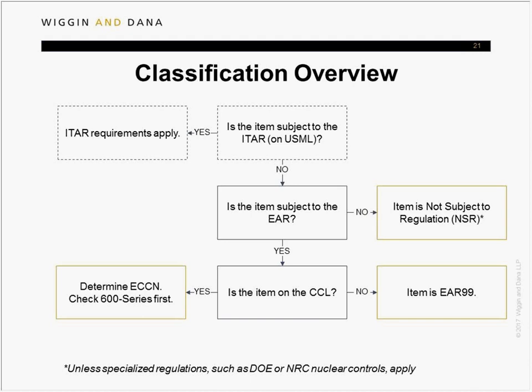If the item is subject to the EAR, then we have to look and see if it's on the Commerce Control List. If it's not actually on the Commerce Control List, but it is subject to the EAR, then it goes in a second bucket, EAR99. And that, generally speaking, is going to be items like rubber gloves, items that don't have any particularly sensitive properties, but we do still want to regulate their export for various reasons. And finally, if it is on the CCL, then you have to figure out something called the ECCN, or the Export Control Classification Number. And we'll talk a little bit about how to do that.